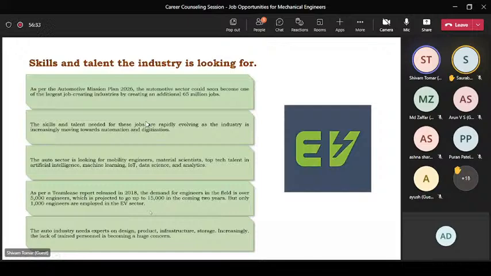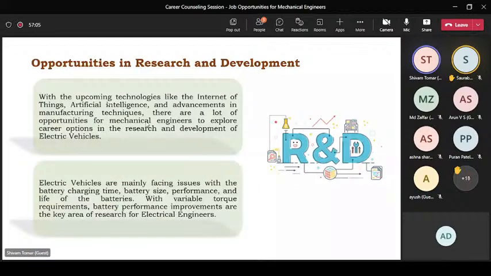The auto industry needs experts in design, product, infrastructure, storage. So these are the other domains where experts are needed. Increasingly, the lack of trained professionals is becoming a huge concern. So these are the challenges, or the skills and talent, that the industry is looking for. You must have this kind of knowledge. All right, so let's talk about other things like opportunities in research and development.